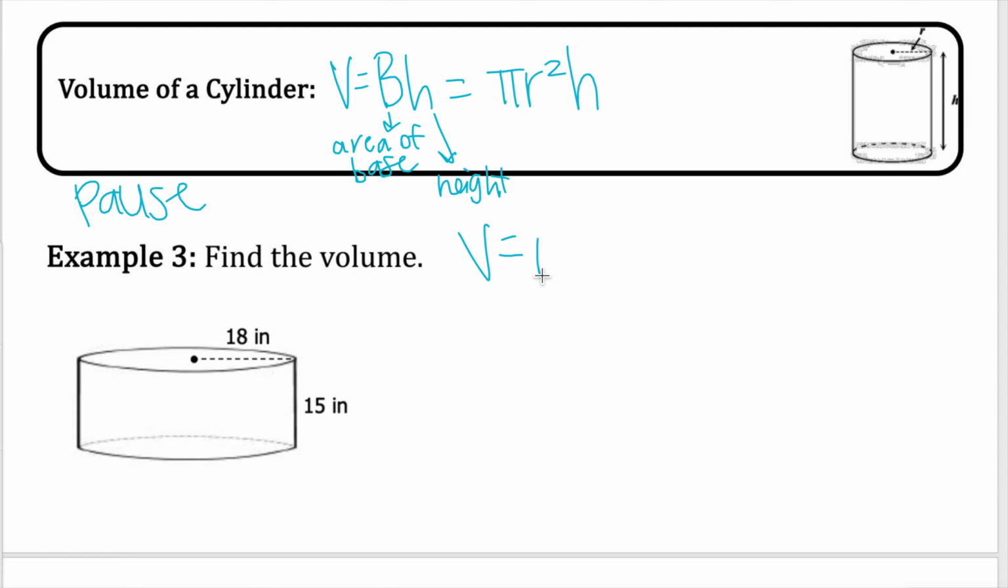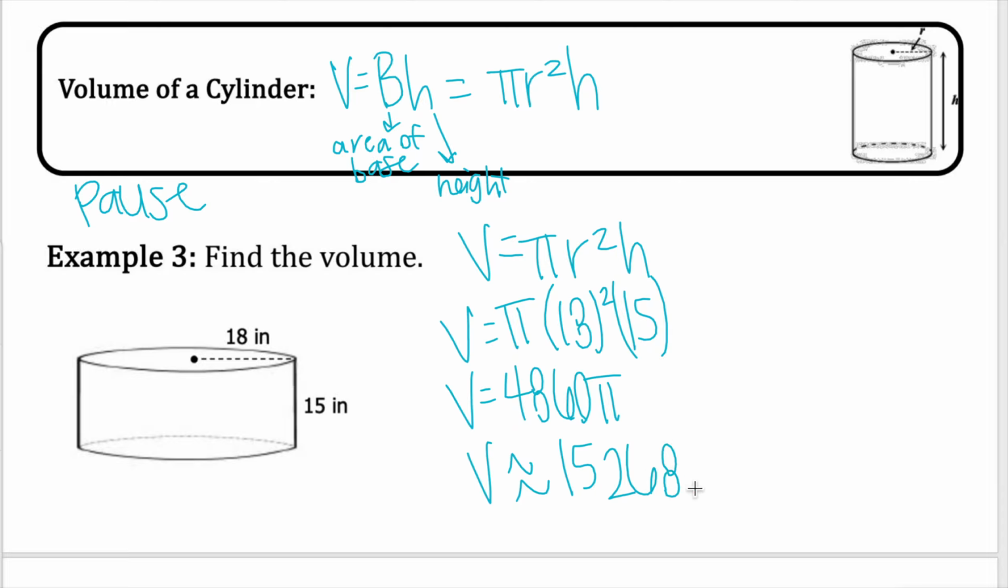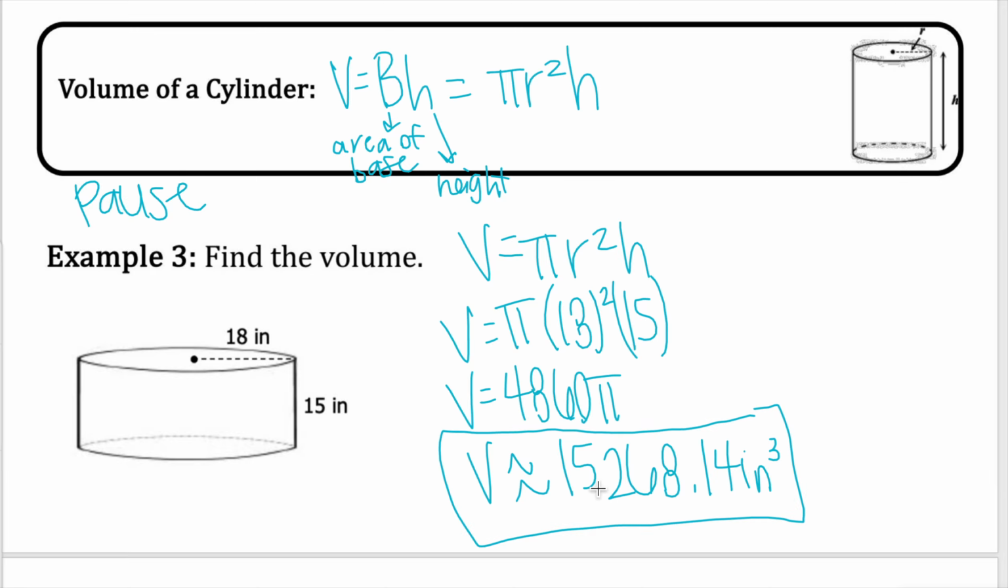So my formula, I'm using pi r squared times height. So that's pi times 18 squared times 15. 18 squared is 324 times 15 is 4,860 pi. So multiplying that by pi, volume is about 15,268.14 cubic inches. Okay.